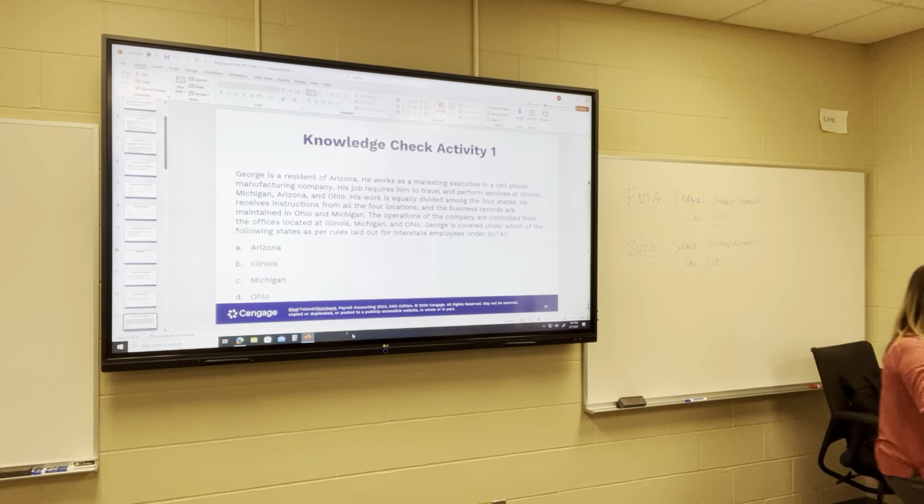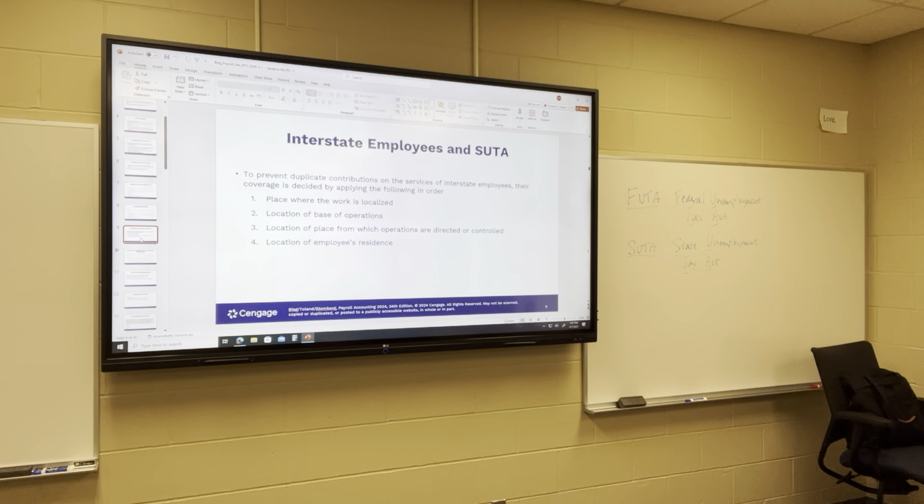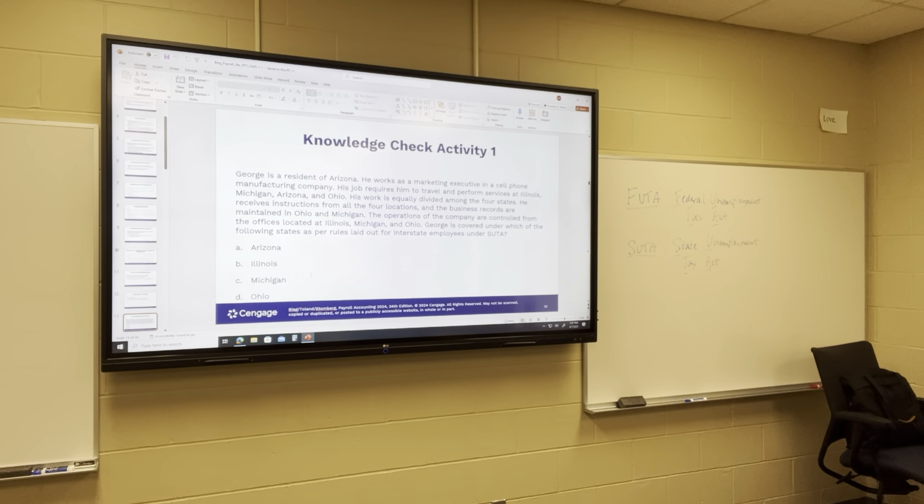So if we go back to look at where was it here? There's really no place where the work is localized. It's all equally divided amongst those 4 states. He receives instructions from all 4 locations. Lucky guy, he's got 4 bosses. Hopefully they all tell him the same thing and not different stuff. And the business records are maintained in Ohio and Michigan.